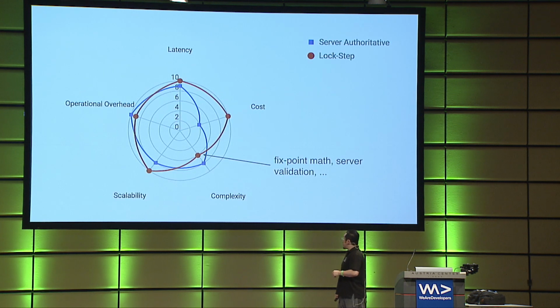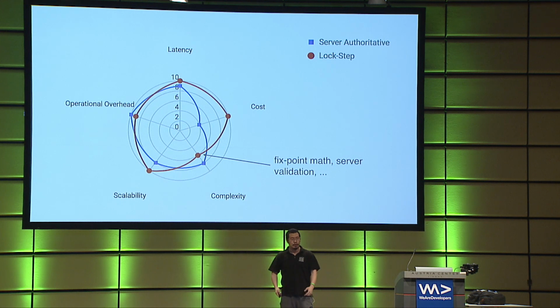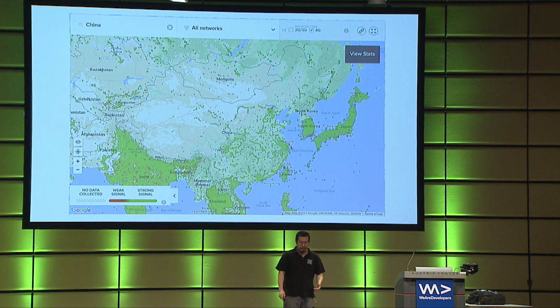So compared to the server authoritative approach, we are taking on even more complexity because we have to implement the fixed point maps to get around the determinism problem on Unity 3D. But in terms of latency, we're sending less data, and having fewer servers means that in terms of cost, this approach is much more feasible compared to running a server authoritative approach.